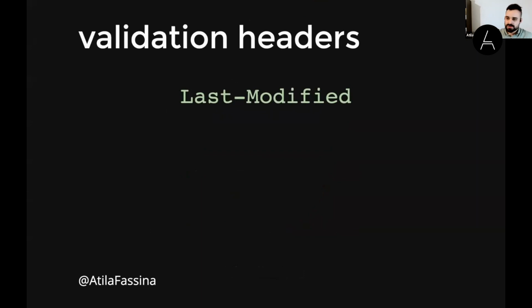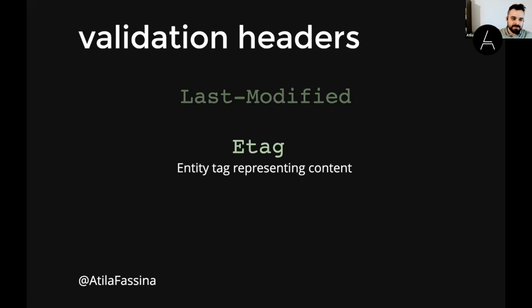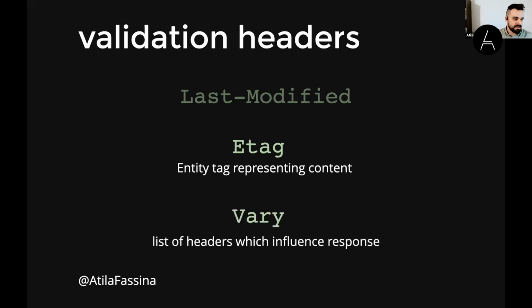So the first one, as we saw with Heuristic Freshness, is Last-Modified, the standard fallback. It's basically a time that tells when a resource has been generated, and then the heuristic is automatically determined. But then we have the ETag header, which is an entity tag that represents the content, and that's supposed to be carried by each request and response. And then we have the Vary header, which is basically a directive that lists the headers that impact the response.